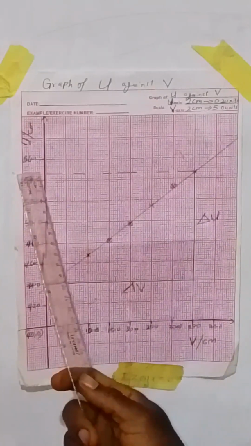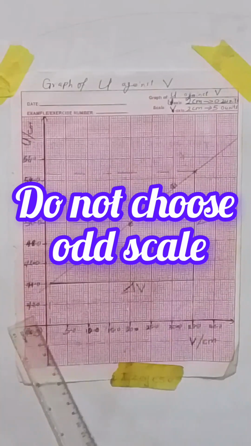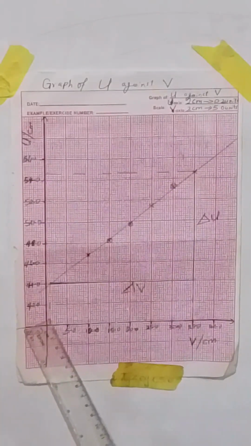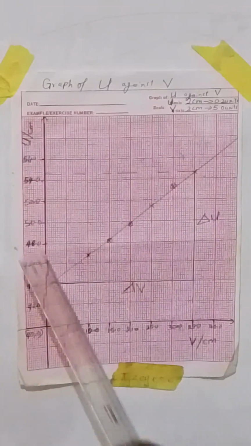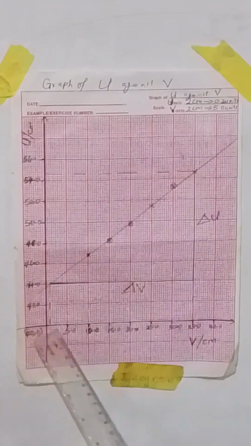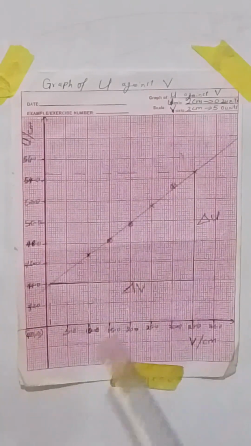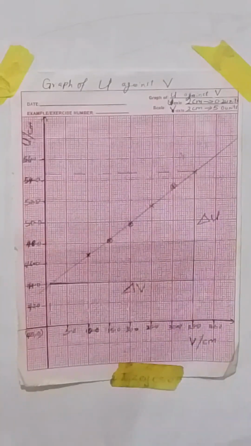And then your scale. Choose a proper scale. Do not choose odd scales like 3, 5, 7, 9, 11. Choose a proper scale and get your marks for scaling properly. And then you write it here, definitely you write it here, then you get your mark for scaling.